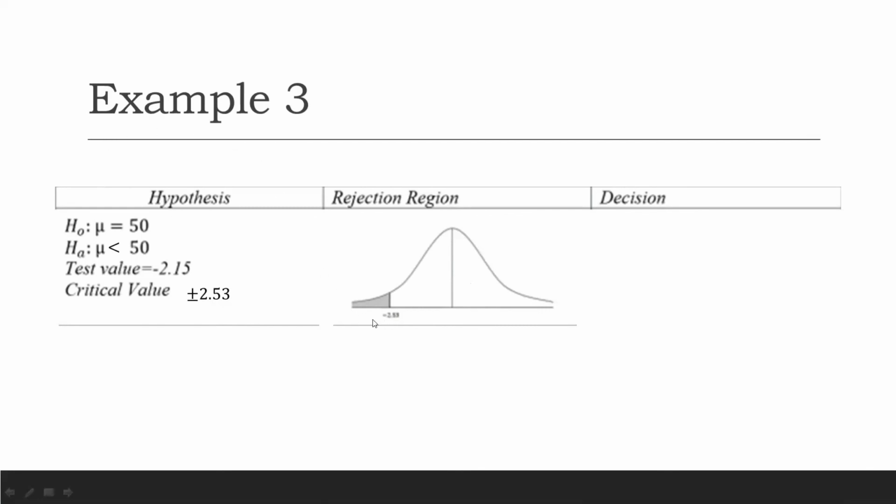We are going to test the test value if it is accepted or magpo-fall siya sa rejection region natin. This is the rejection region and the test value is negative 2.15. Nasan ba yung negative 2.15? If yung negative 2.15, let's say nandito, ayan. Hindi siya nag-fall sa ating rejection region. Therefore, the decision is accepted. So, the null hypothesis is accepted.